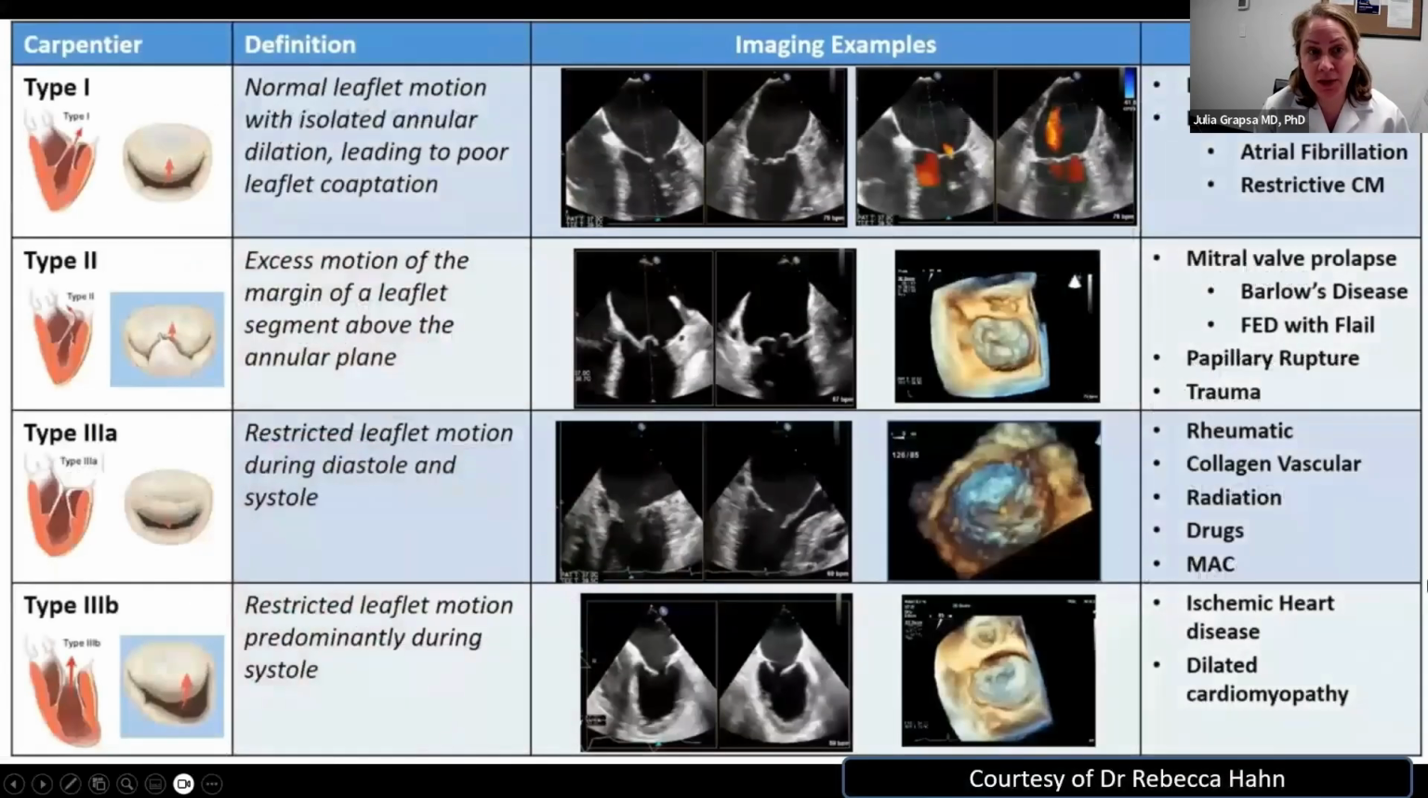And as we know, in the Carpentier classification, type 1 is when we have poor leaflet coaptation, such as a dilated annulus from atrial fibrillation or restrictive cardiomyopathy. Then frequently we see now that we do edge repair in type 2, when we see, for example, Barlow's or papillary rupture, and a lot of our patients are type 3B, which is ischemic heart disease, the functional mitral regurgitation, and of course sometimes dilated cardiomyopathy.